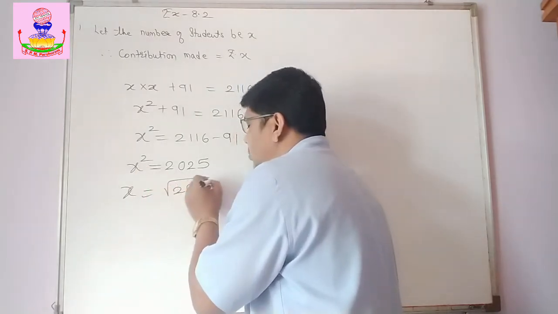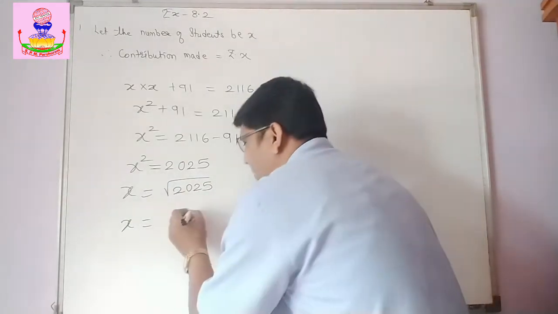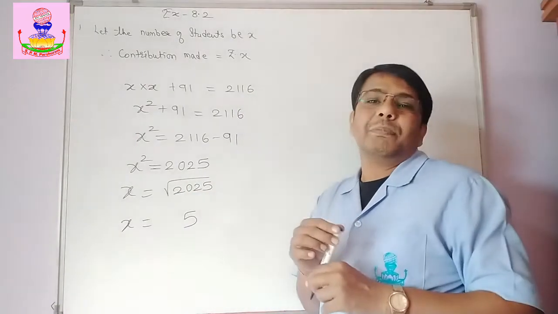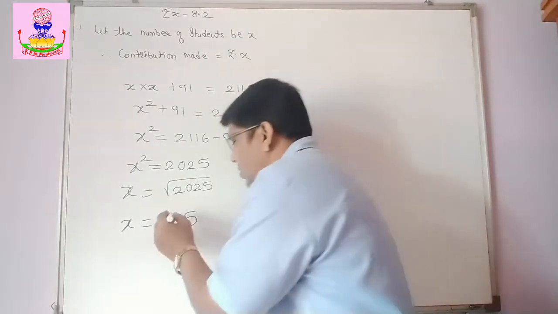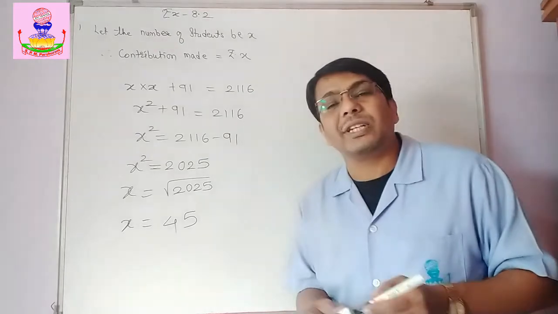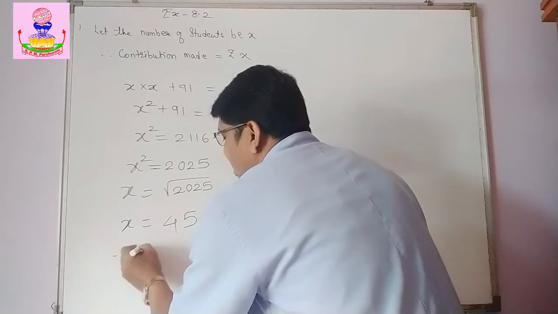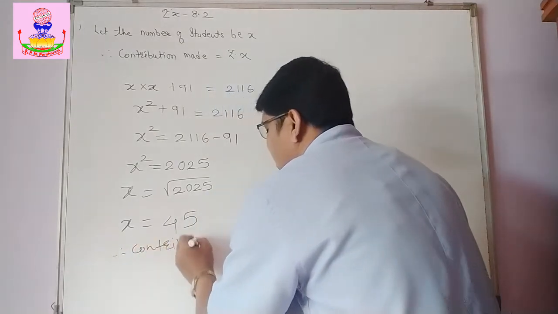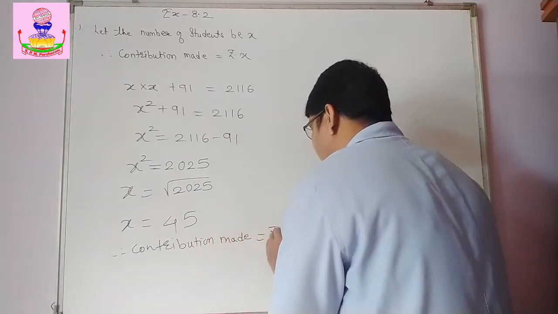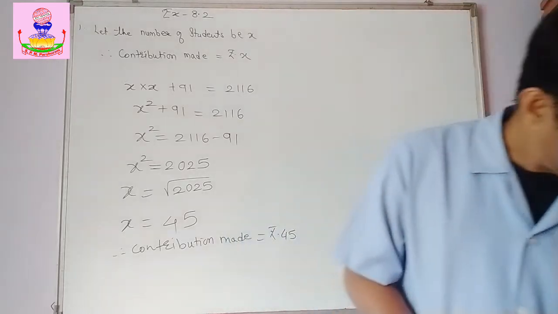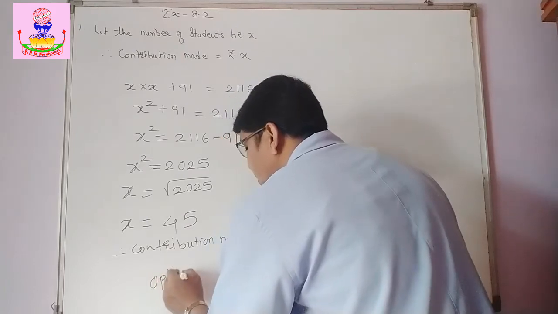So x is equal to square root of 2025. Now square root of 25 is 5, and express this 20 as a product of two consecutive numbers. 5 4s are 20. Which is the smallest from that? Yes, 4. So 45. So the total number of students in the class is 45. Contribution made by each student is how much? Yes, rupees 45. So option number 2.